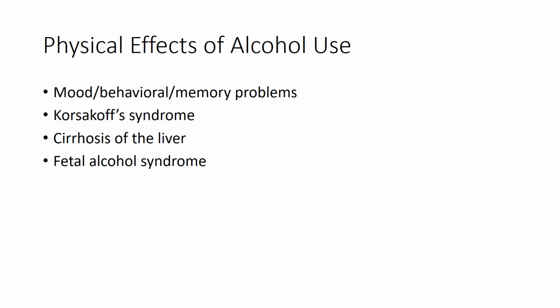So, what are some physical problems that come from alcohol use? Mood, behavioral, and memory problems. Alcohol can cause the brain neurotransmitters to relay information too slowly. Neurotransmitters are chemicals in our brains that carry messages. Disruption to the balance of neurotransmitters can result in mood and behavioral problems, such as sadness, agitation, and seizures.